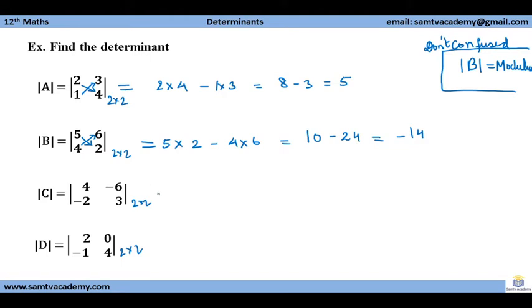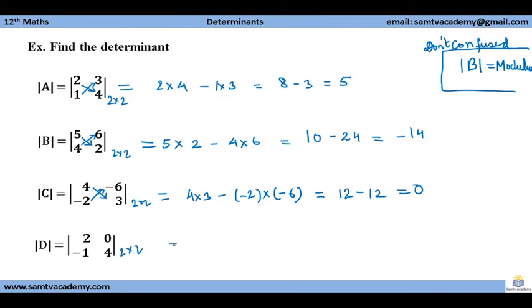Next, C. What is the value of determinant C? First we will take the principal diagonal, then this diagonal. So 4 into 3 minus, we will take minus 2 into minus 6. What will it come to? It will come 12 minus, these two signs will cancel out, so here also 12. So the value of the determinant is 0.